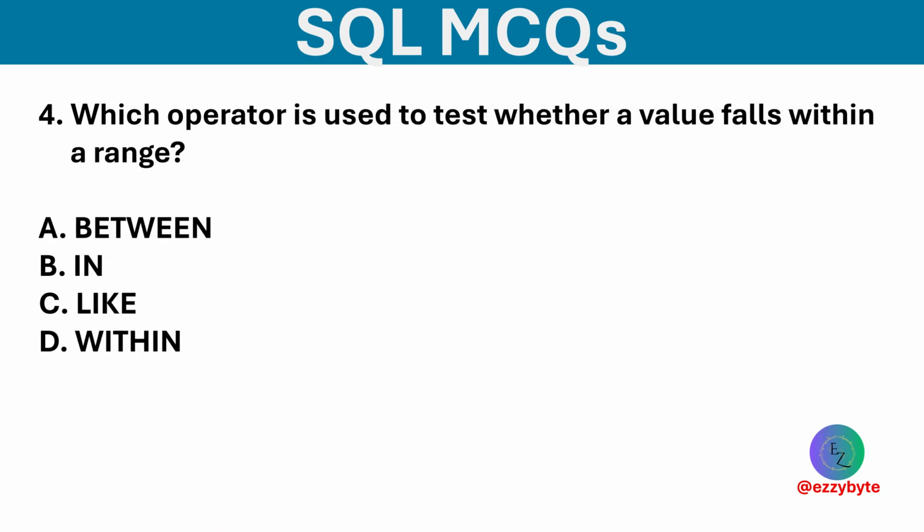Which operator is used to test whether a value falls within a range? Options are between, in, like, and within. Option A is correct. Between checks if the value lies between two values.